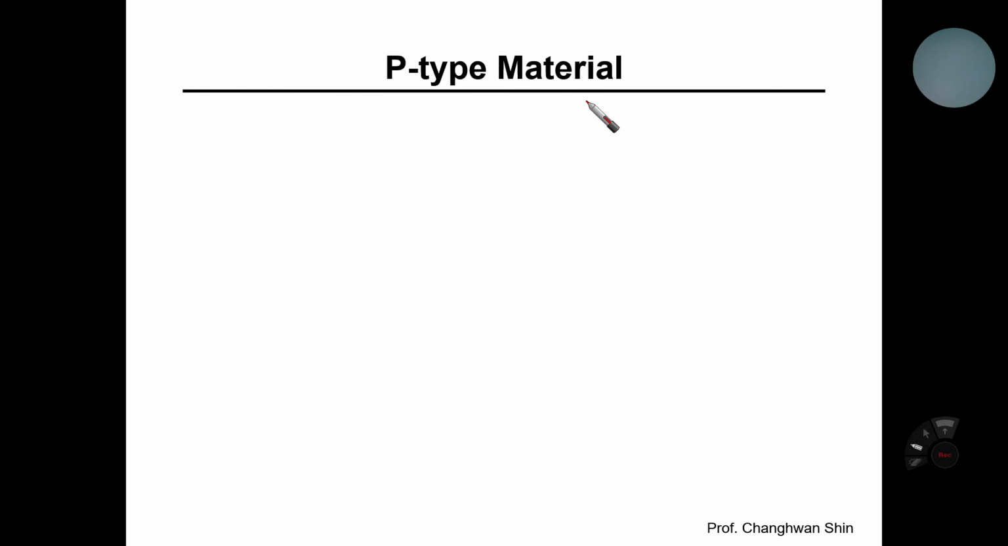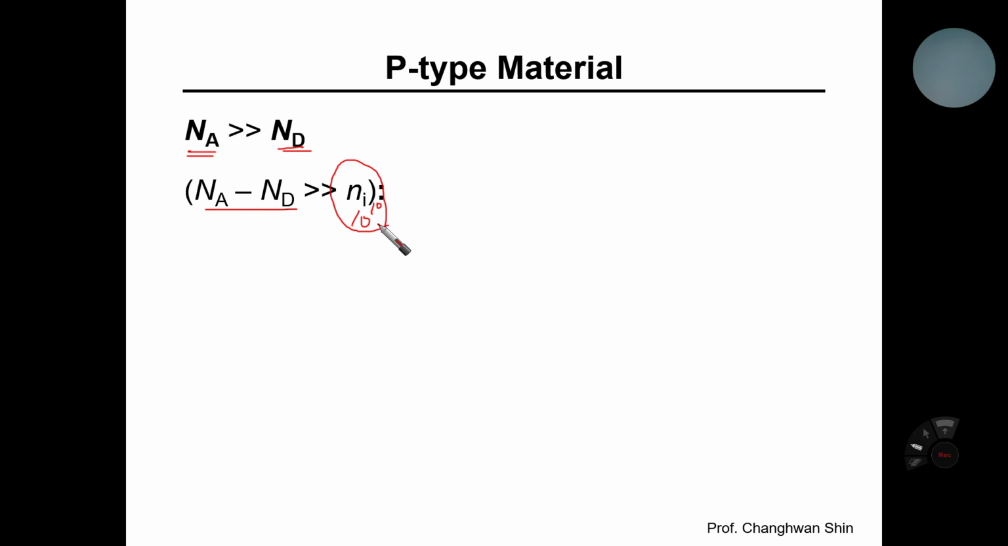What about the p-type material? Well, everything is simply opposite. Now the acceptor concentration is much higher than the donor concentration, so the net dopant concentration is Na minus Nd, which is definitely much higher than the 10 to the 10 intrinsic carrier concentration. For a pure silicon material at room temperature, it has 10 to the 10 electrons and 10 to the 10 holes. That's basic. Fundamentally, it has 10 to the 10 electrons and holes together.